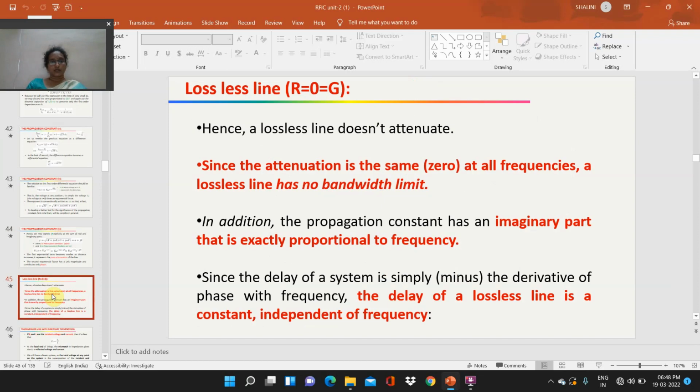So, for a lossless line, R is equal to 0 and G is equal to 0. Hence, a lossless line does not attenuate. Since the attenuation is the same at all frequencies, a lossless line has no bandwidth limit. In addition, the propagation constant has an imaginary part that is exactly proportional to frequency. Since the delay of a system is simply the derivative of the phase with frequency, the delay of a lossless line is a constant independent of frequency.